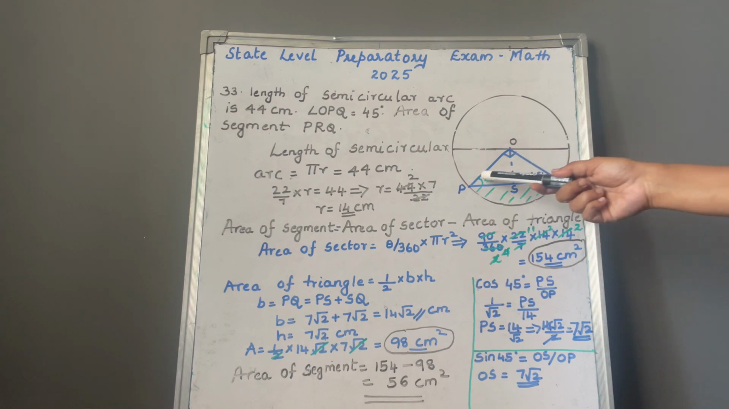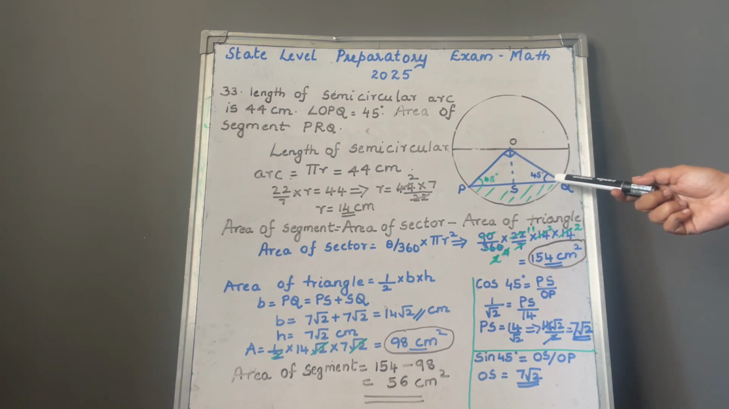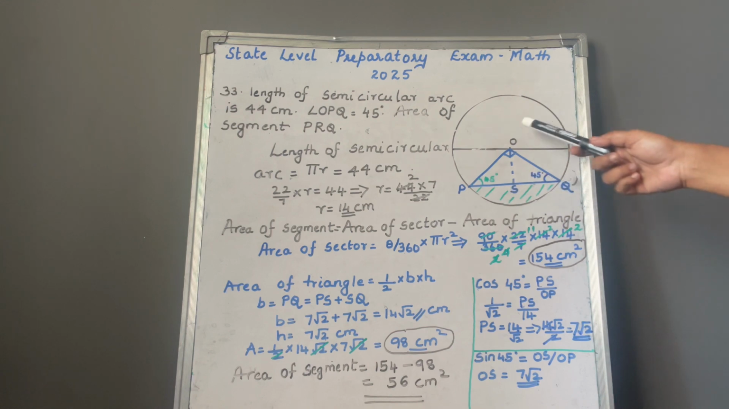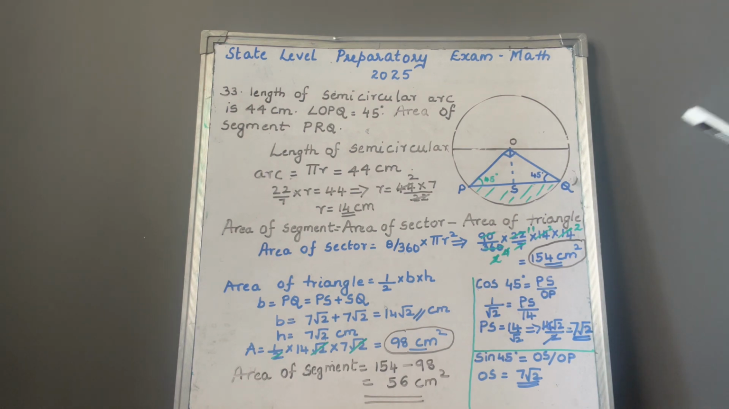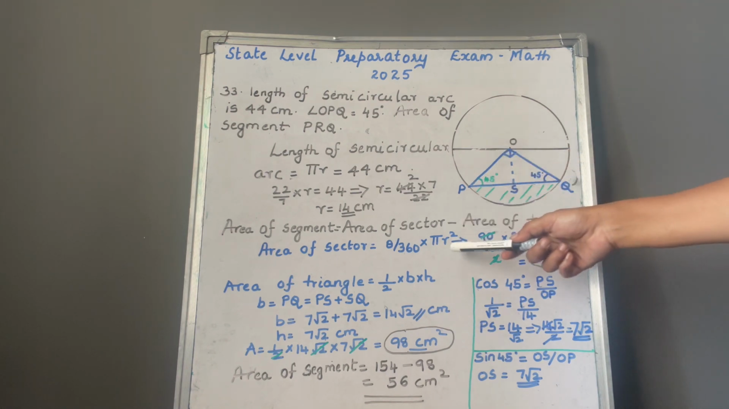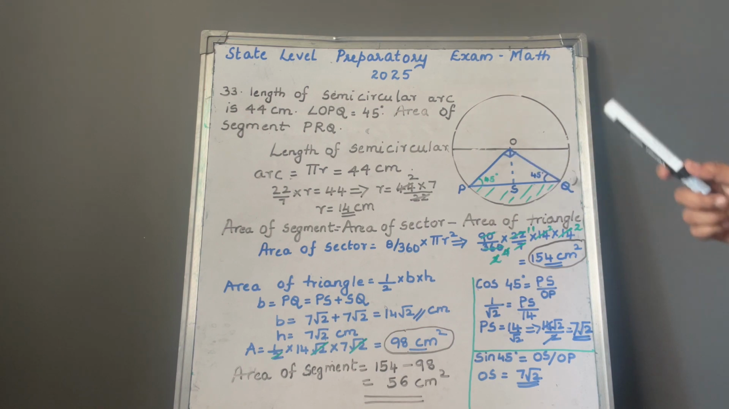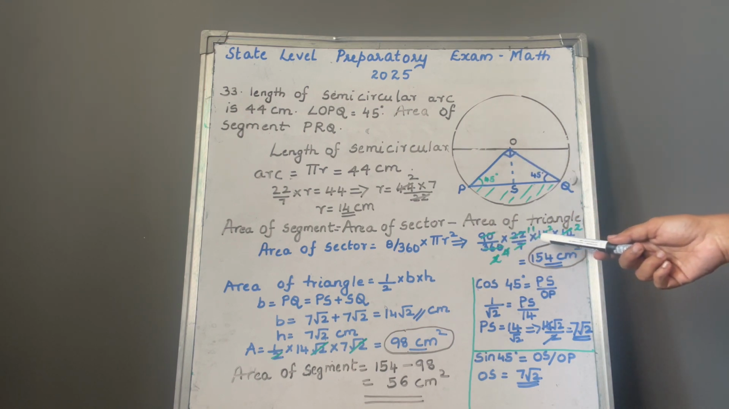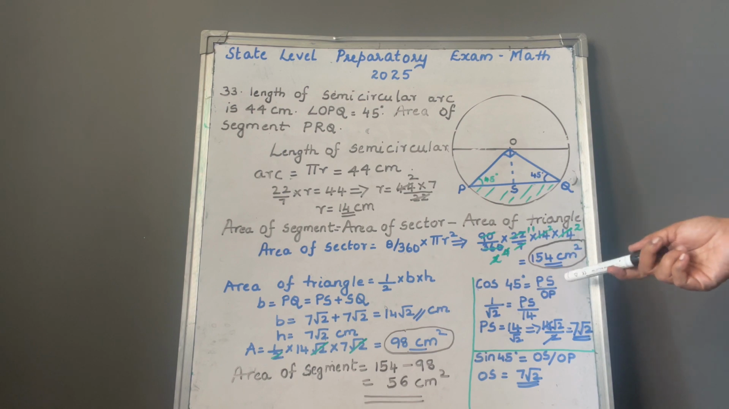Now it's already given that angle OPQ is 45 degree. So angle OQP will also be 45 degree, since triangle OPQ is an isosceles triangle, OP and OQ being the radii. So we get r as 14, and we substitute theta as 90 because these both are 45, so this will be 90. So we get the area of the sector as 90 by 360 into pi r square, which is 154 centimeter square.